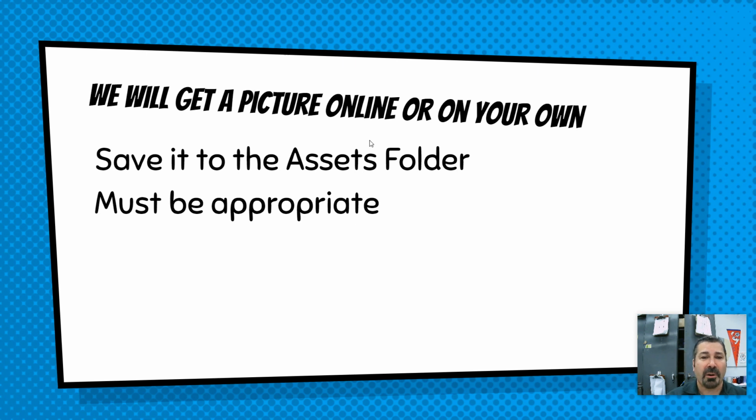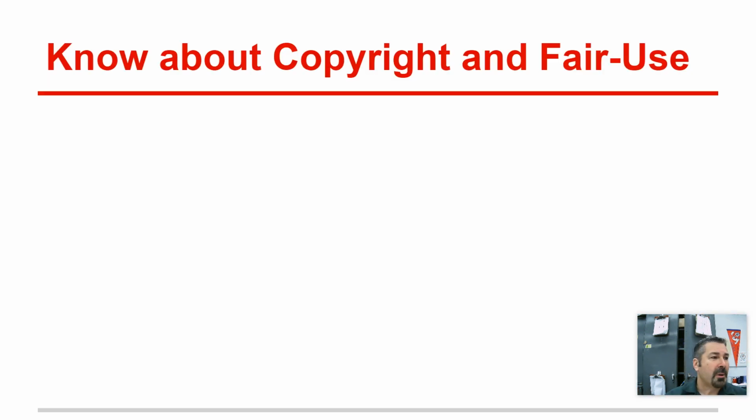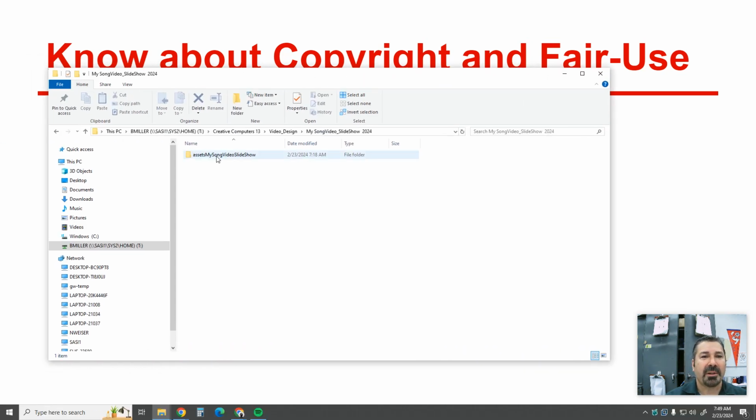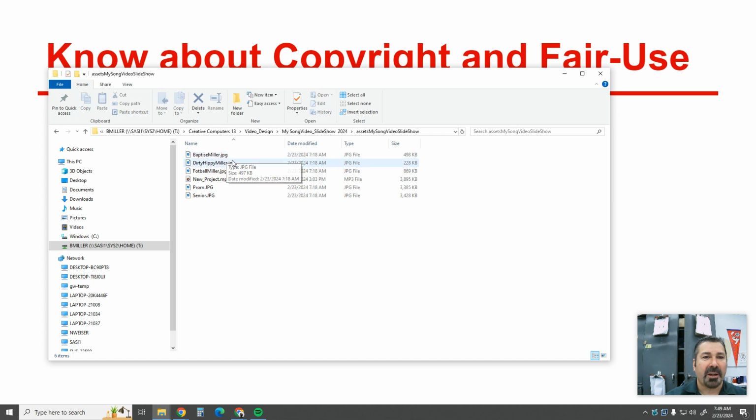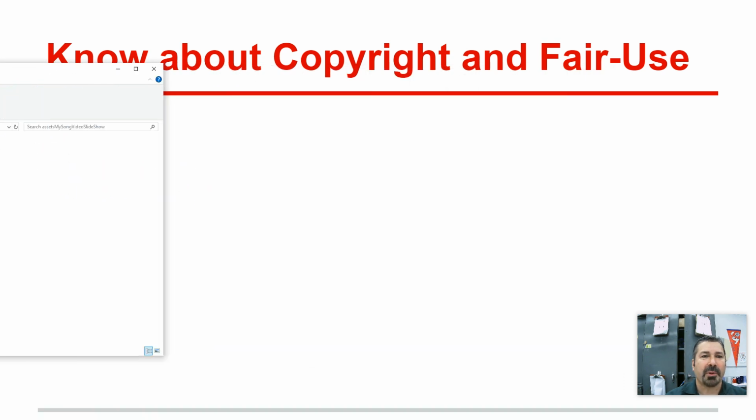If you want to use your own picture, you can. If you want to get a picture off the internet, that is okay too. But once you get that picture, you're going to save it in your assets folder. You can see here that I have my pictures that I want to use, and then I have saved my song as an MP3. Okay, that's what we have so far.